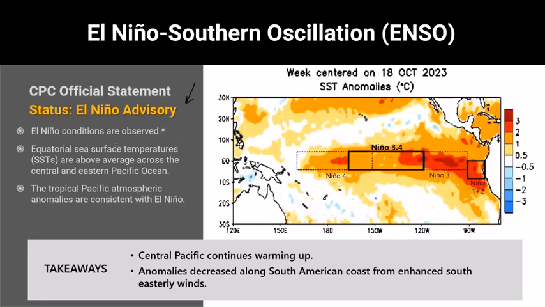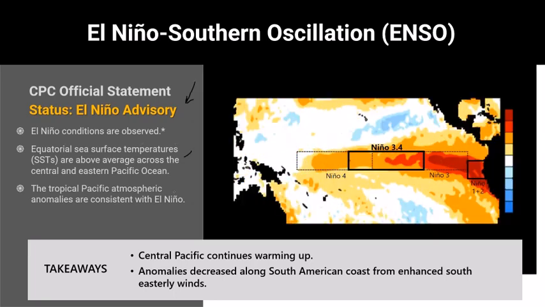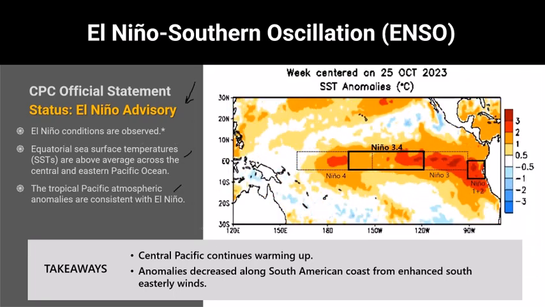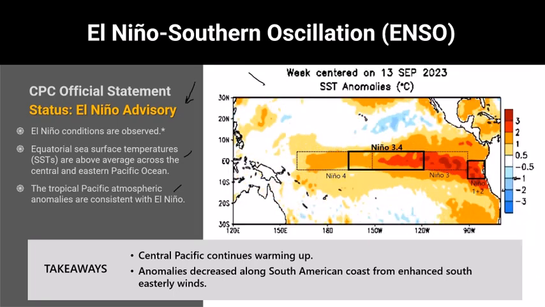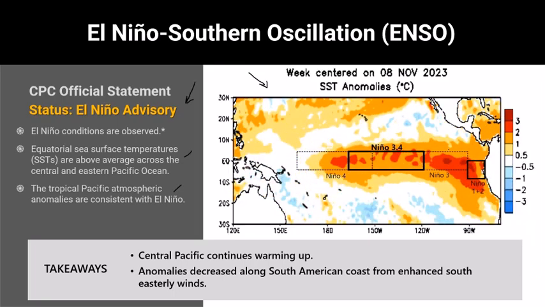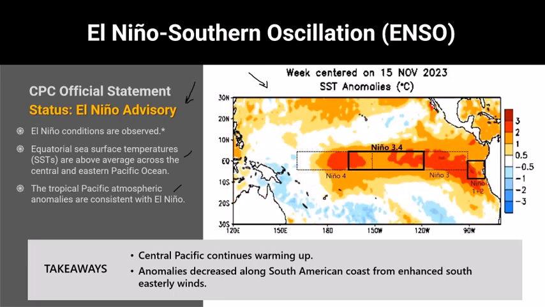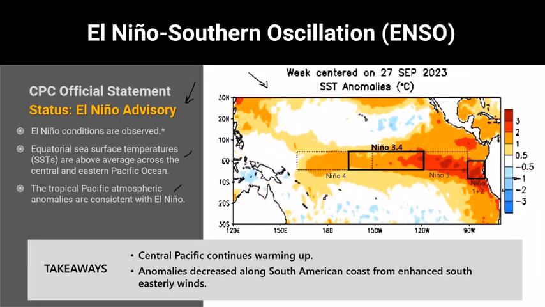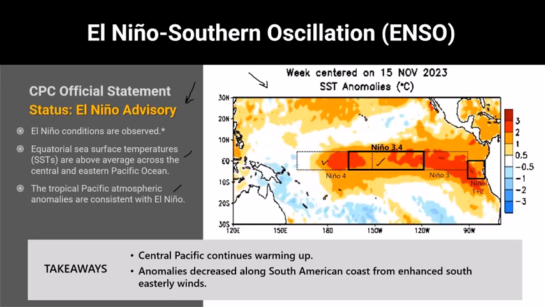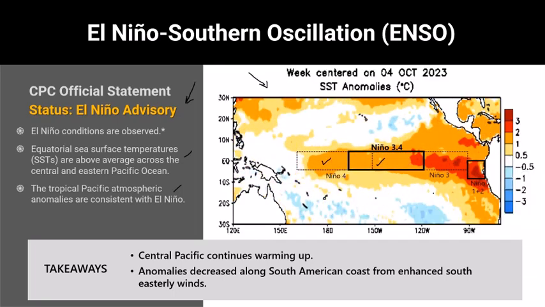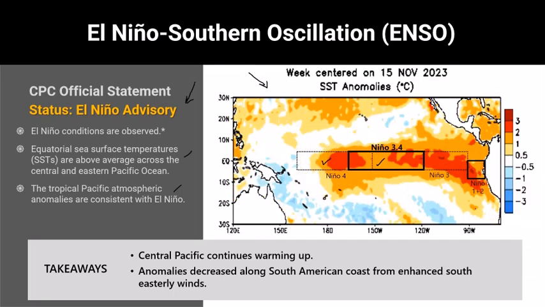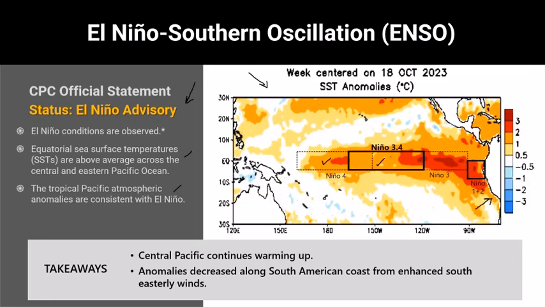So we're still under El Nino. Everything is behaving like El Nino. And looking at the image, you can see that we still have warm anomalies in all the Niño regions. The Central Pacific continues warming up, especially Niño 3.4 and Niño 4. The anomalies are increasing, but the anomalies along the coast of South America have decreased, as I mentioned before.